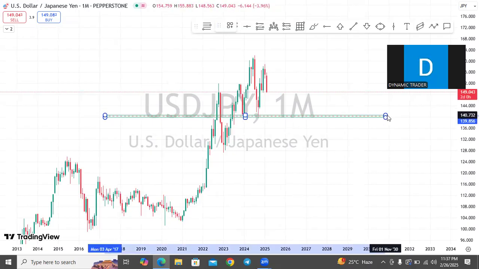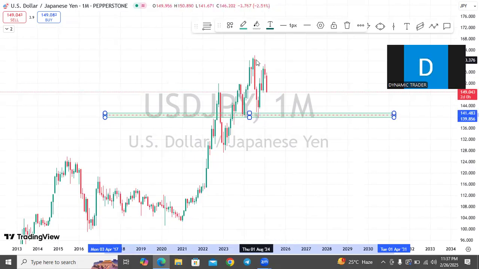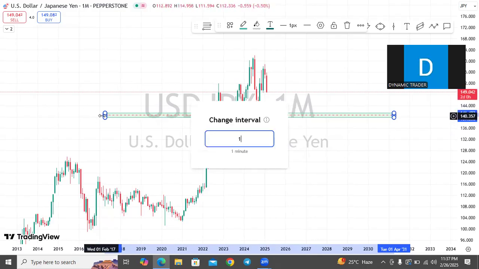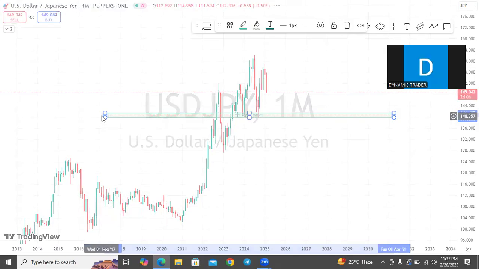So on the monthly, we've been able to see that the market did what? Broke above, made a retest, okay? Retested here. So we are still bullish until the market breaks below here. That's on the monthly. So let's come down to the weekly and see.